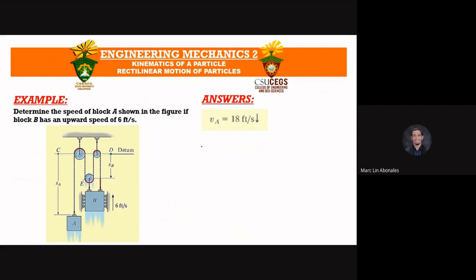For the first example problem of the absolute dependent motion analysis of two particles, we have here: determine the speed of block A shown in the figure if block B has an upward speed of 6 feet per second. So we have a given pulley system here, and the answer for the velocity of block A must be equal to 18 feet per second downward. So let us solve this first problem.